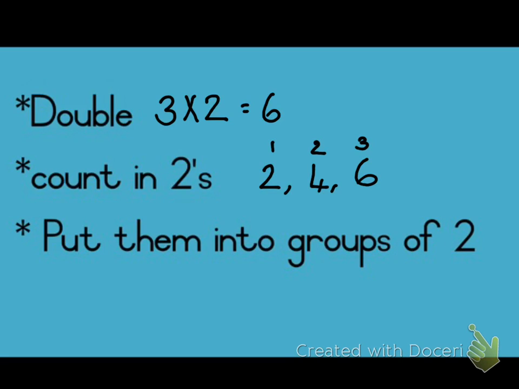Or you can put them into groups of 2. Why 3? Because we have 3 Smarties. Why 2 groups? Because we are saying 3 times 2. And that will give you 1, 2, 3, 4, 5, 6.